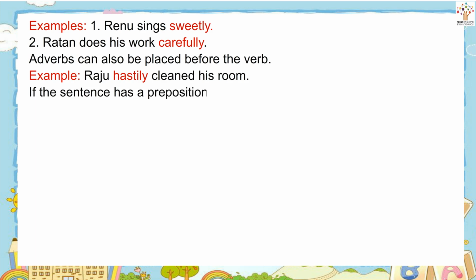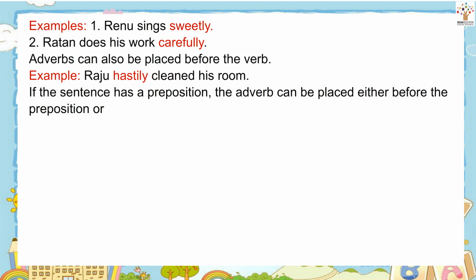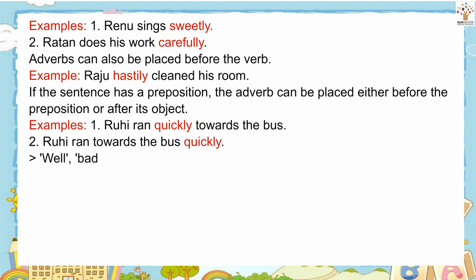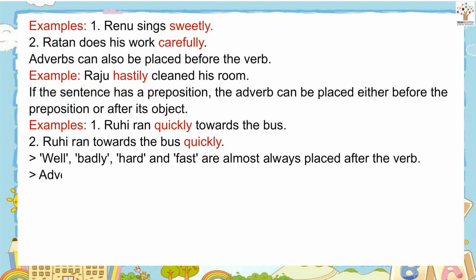If the sentence has a preposition, the adverb can be placed either before the preposition or after its object. Examples: Ruhi ran quickly towards the bus. Ruhi ran towards the bus quickly. Well, badly, hard and fast are almost always placed after the verb.